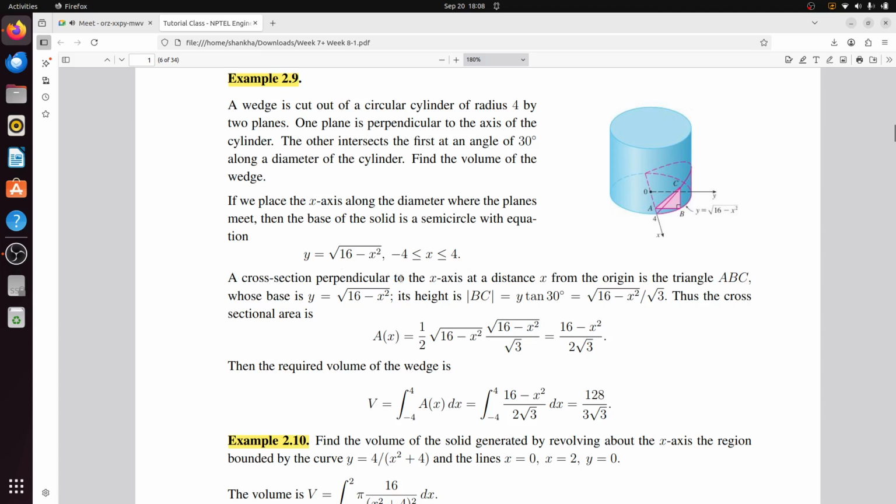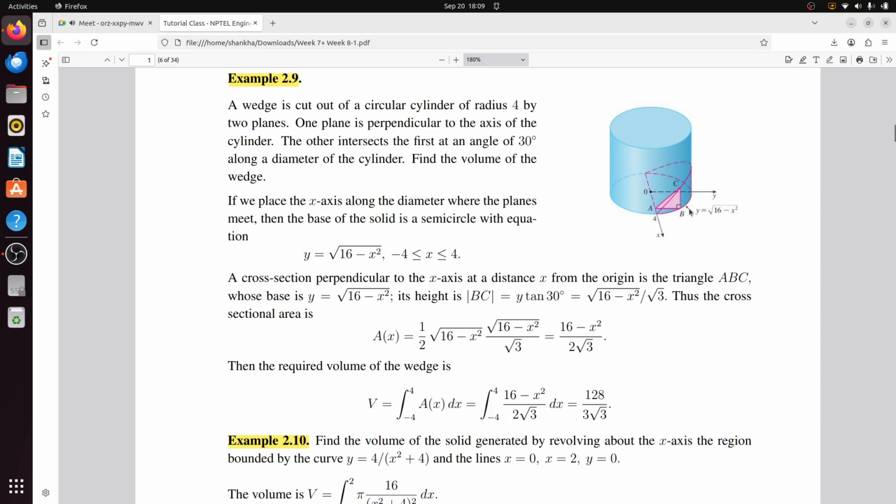A cross section perpendicular to the x-axis at a distance x from the origin is the triangle ABC, whose base is y equal to square root of 16 minus x square and height is y tan 30, and tan 30 is 1 by root 3, so that it becomes square root of 16 minus x square by root 3. So the sectional area will be, this is how I am constructing the triangle.